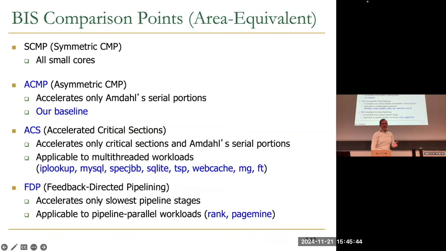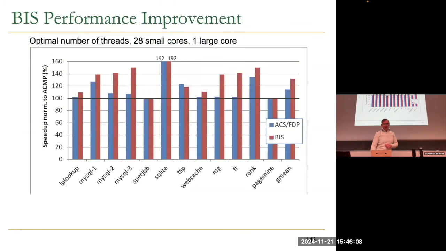And feedback-directed pipelining here, actually, it's a nice idea. The idea is actually, in software, identify which pipeline stage has the lowest throughput. And if it has the lowest throughput, accelerate it in a large core. That's the idea. It's applicable only to pipeline parallel workloads, not to critical sections. Of course, a workload can have both pipeline parallelism and critical sections. In that case, these ideas are applicable together, of course. Right? Okay, but we're going to talk about that also later, hopefully.